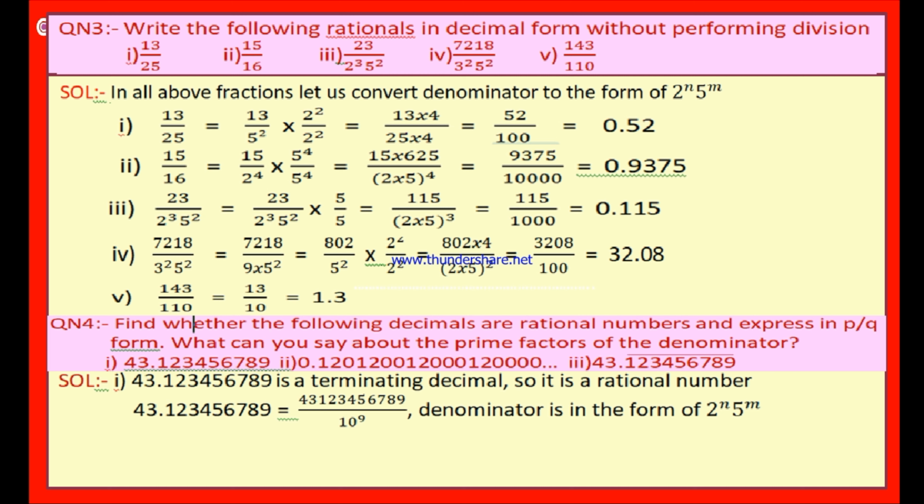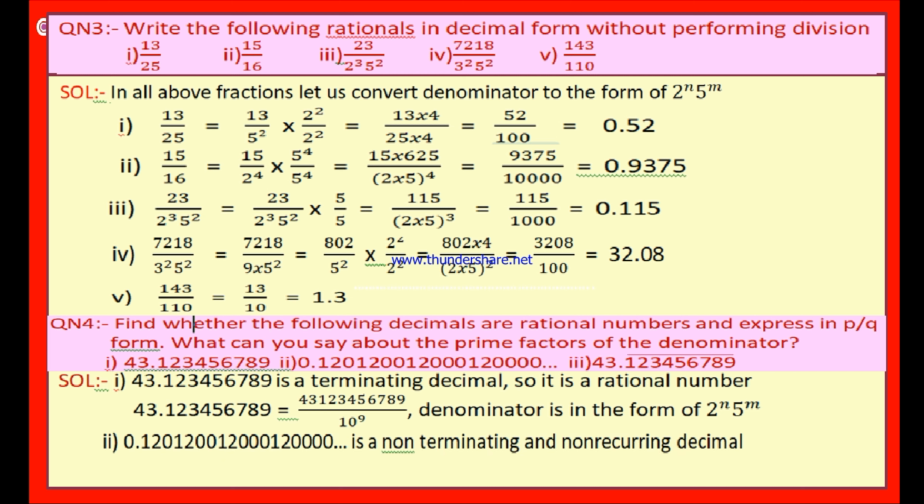Now look at the second bit. 0.120, 1200, 12000 and so on. It is a non-terminating decimal. The decimal part is not ending with the last digit 0. Still it is going on with more digits. Therefore it is non-terminating.